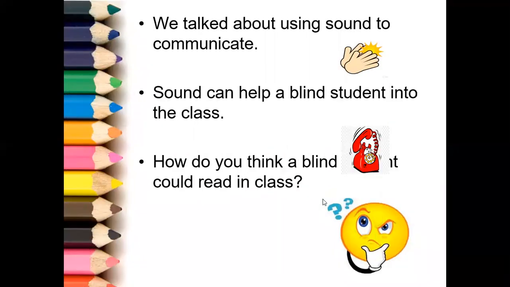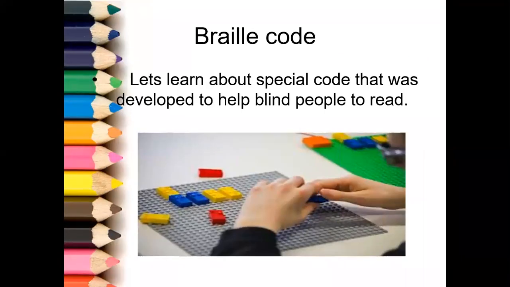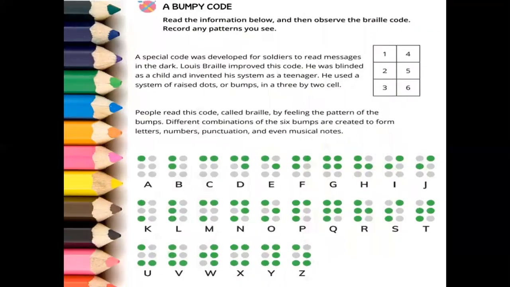Last time, we talked about using sound to communicate. Sound can help a blind student into the class. But how do you think a blind person could read in a class? They use a special code that was developed to help them to read. This code is called the Braille code. We talked about Braille code before. Open your book, page 221, and let's read the information below and then observe the Braille code.